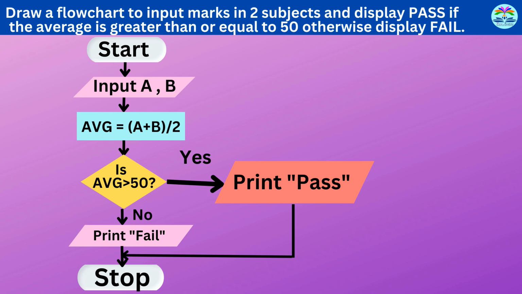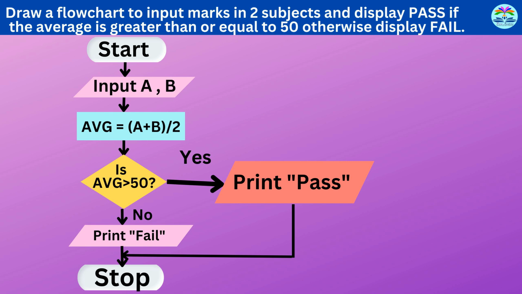How do we draw the flowchart? At first we start by using an oval. Then we draw a parallelogram where we input the marks of two subjects. One is A, another one is B. These are the variables, so there are two variables. Then we use a rectangle where we calculate the average by using (A plus B) / 2 because there are two subjects.